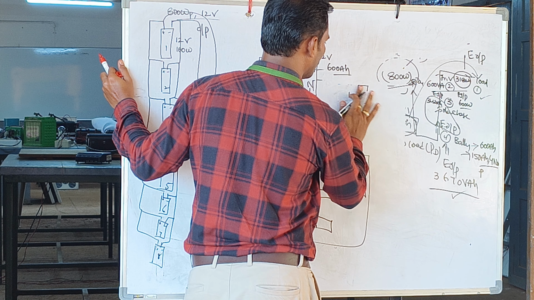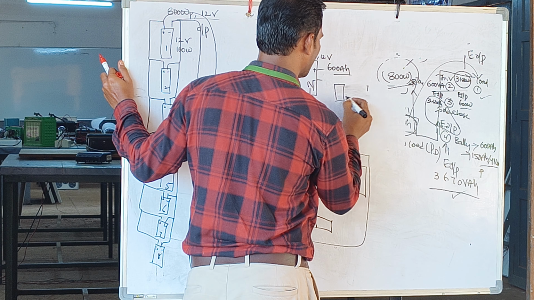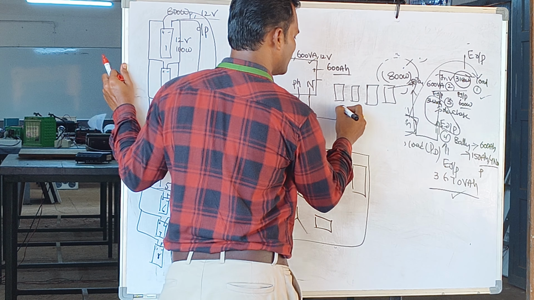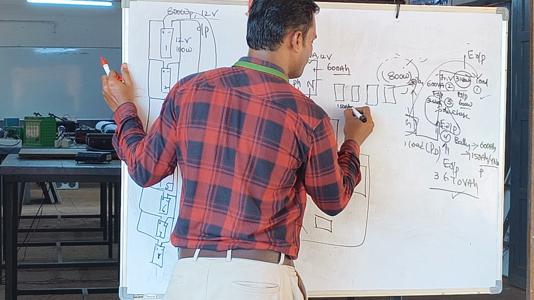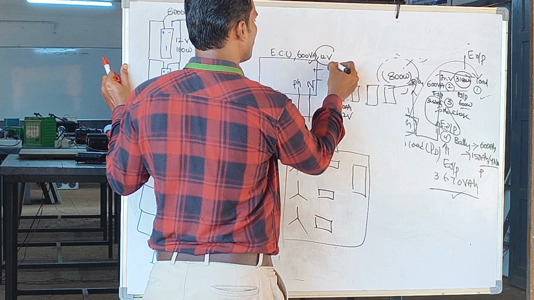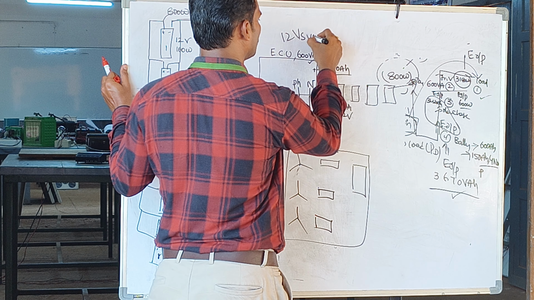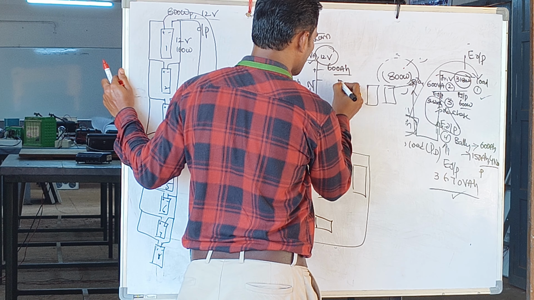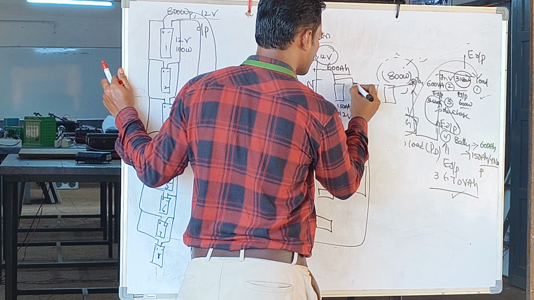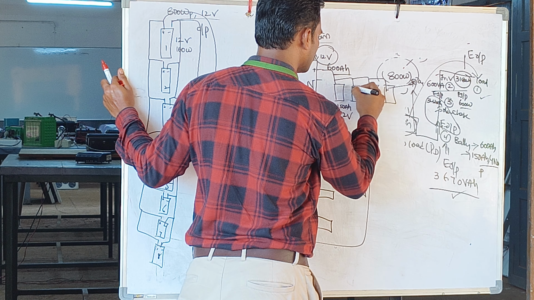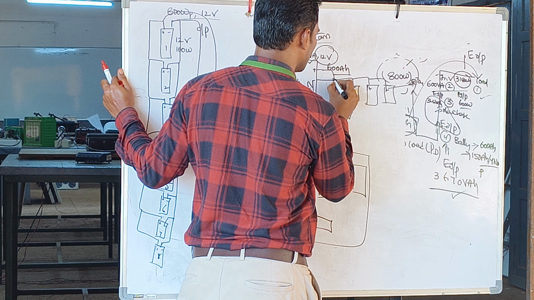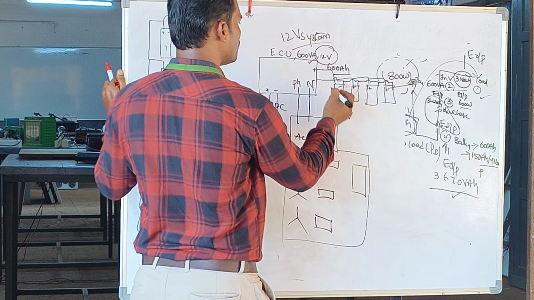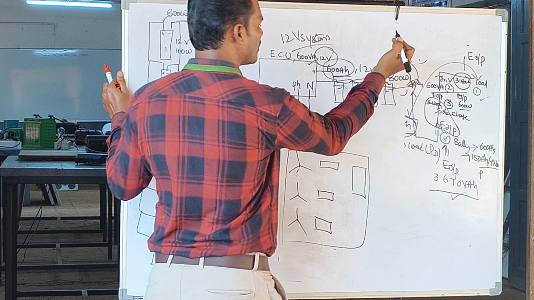So battery 1, or you can directly draw like this only. Battery 1, battery 2, battery 3, and battery 4. What is the rating of each battery? 150 AH and 12 volt system. You see here, completely our design is which system? 12 volt system. Join all the positives. And join all the negatives. So now the resultant is how much? 600 AH and 12 volts.